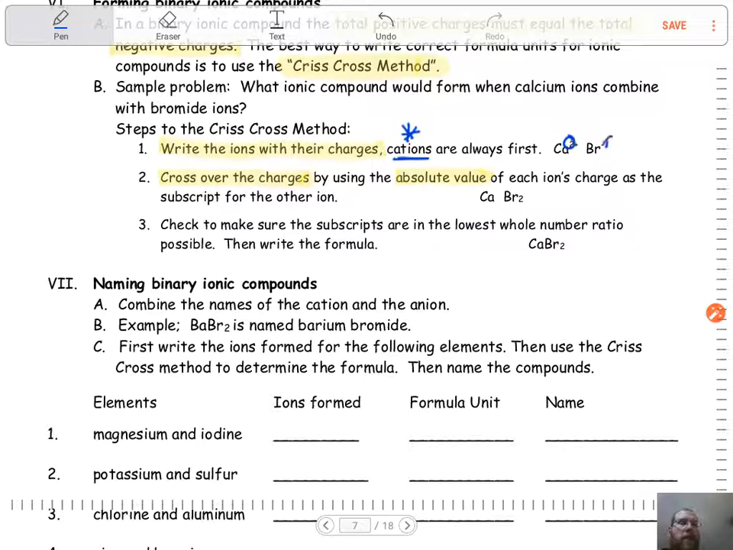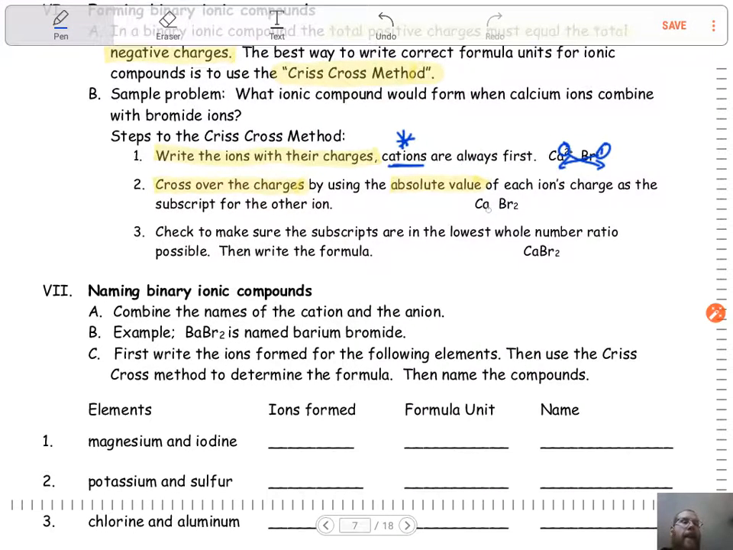This is like saying a -1. They're going to crisscross. Physically draw this. This is what I mean by doing the crisscross method. Physically write out the ions, draw the arrows to show where they're going, and they become subscripts.